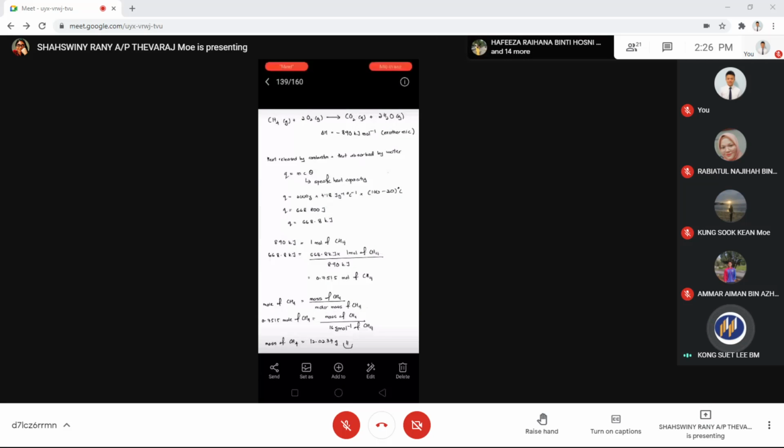Okay. CH4. This is CH4, CH4 reacts with oxygen and then produces CO2 plus H2O. So this is the thermochemical equation. Okay, Shah, you can start presenting now.